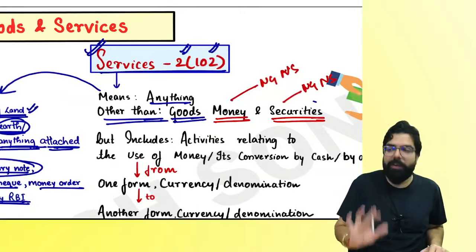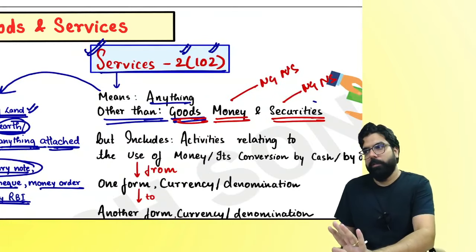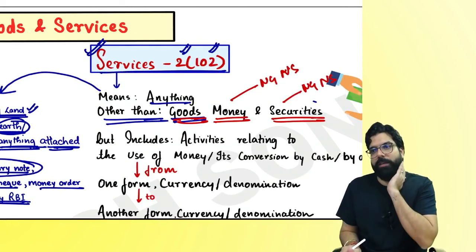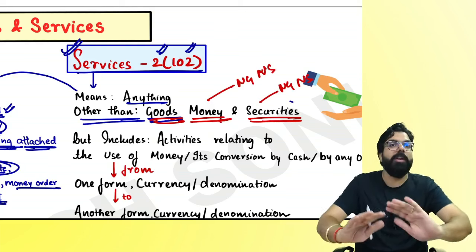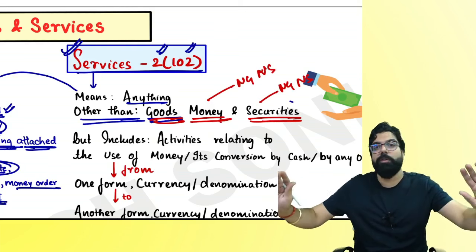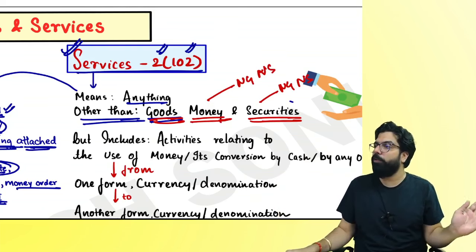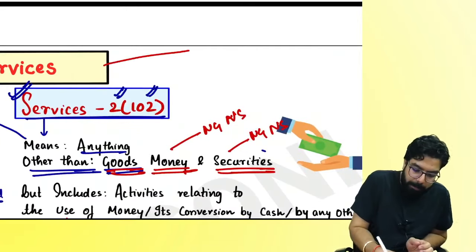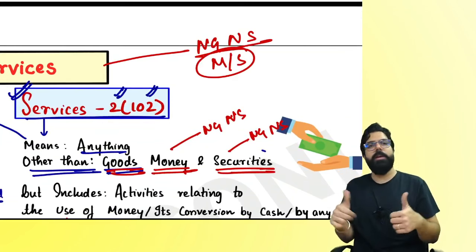Because from the service definition also they excluded it, saying what is goods is not a service. It means immovable property is a service. Do you guys agree? And they told anything other than money and securities. It means they told money and securities are not service also. Thrown out of the definition of goods, thrown out of the definition of service also. Can I say neither goods nor service, there are two items, which is money and securities. Clear, everyone?